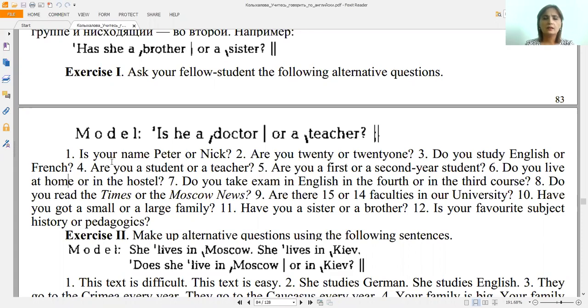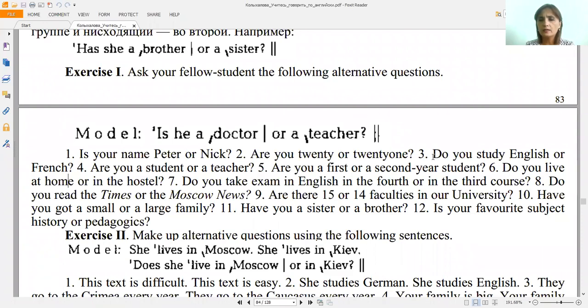It is not a question which can be answered with yes or no. Here we should choose. There is a choice here, and we should choose one part of the alternative question and give a complete answer. Shahnoza, give a complete answer here, please. My name is Peter. Good, very good. And continue, please. Camila, read the second example too. Are you 20 or 21? Good. Shahnoza: I'm 20. Good, very good.